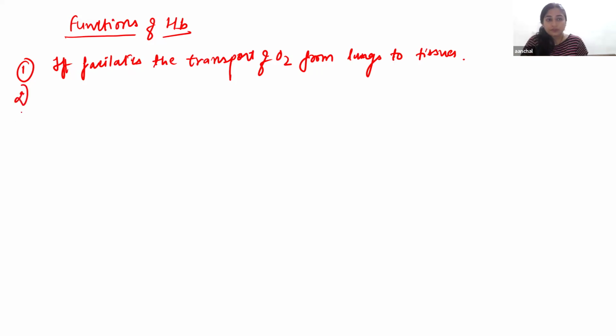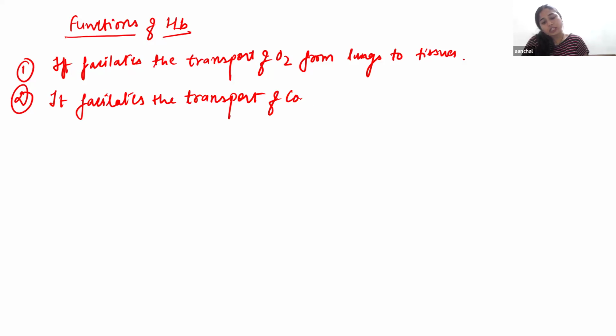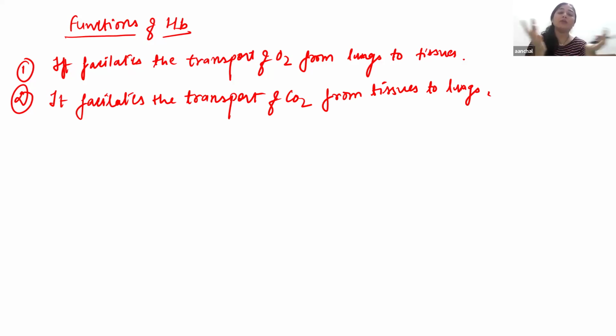Another function is that it also facilitates the transport of CO2 from tissues to lungs. Inside the body, various metabolic reactions take place, and by those reactions there is generation of CO2. That CO2 is taken by the blood vessels again to the lungs, and with the help of exhalation, we exhale the CO2 out of the body.